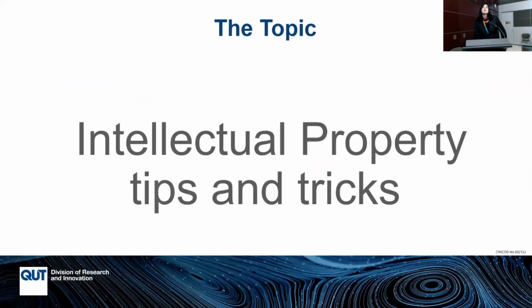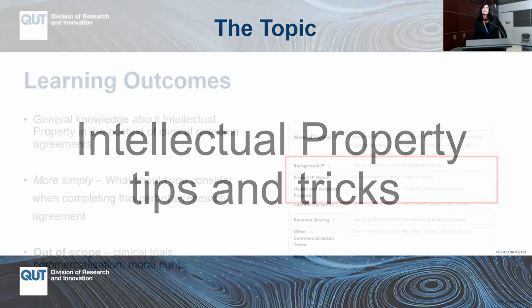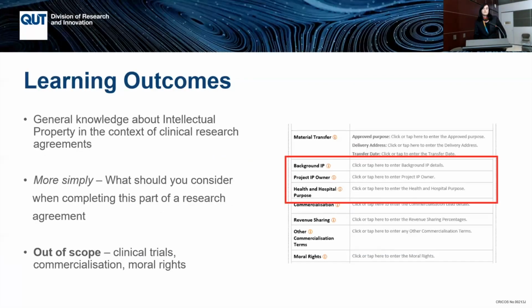So, intellectual property tips and tricks, it's quite a broad measure. So let's talk about what we're actually going to be trying to look at today. Here we're going to be mainly looking at the interaction when there's a university and a hospital doing some form of clinical research. There'll usually be a clinical research agreement which happens between them. And in that clinical research agreement, there will usually be a clause that talks about background IP, and a clause that talks about project IP, and maybe even a clause that talks about future licensing.